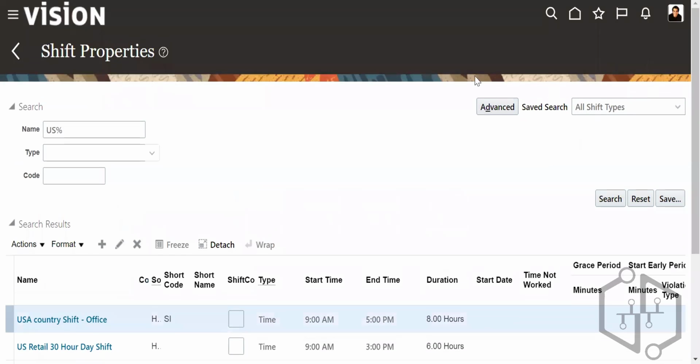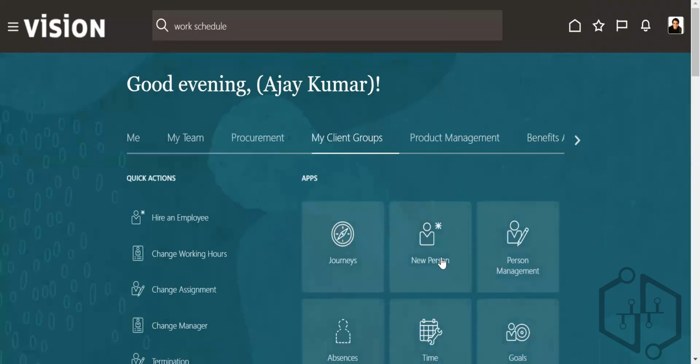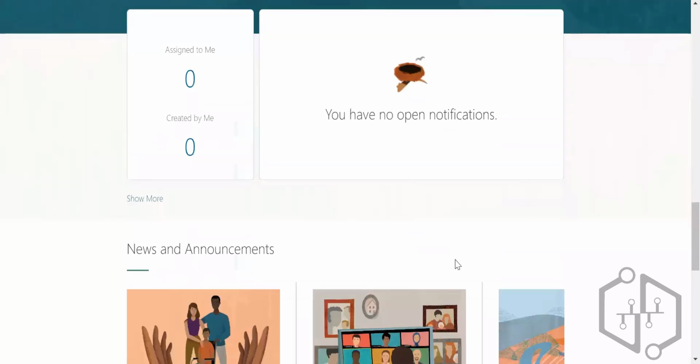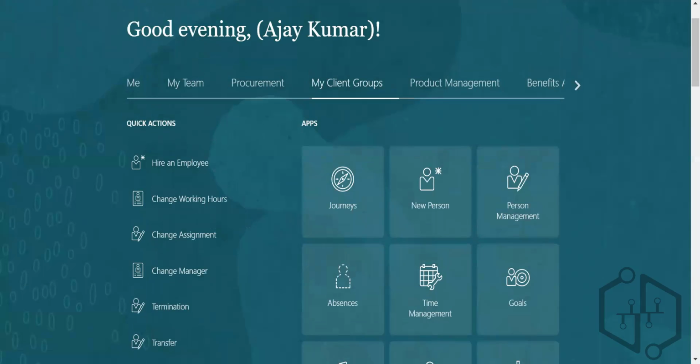Now after shift you are going to create a pattern. What's the difference between shift and pattern? Shift is I am working from 9 a.m. to 6 p.m.